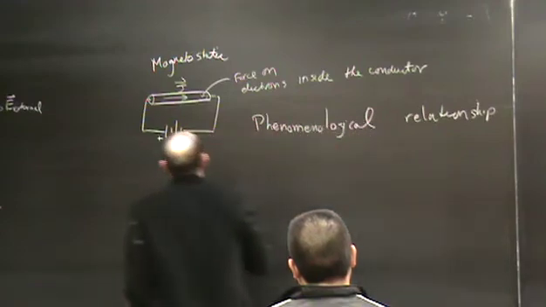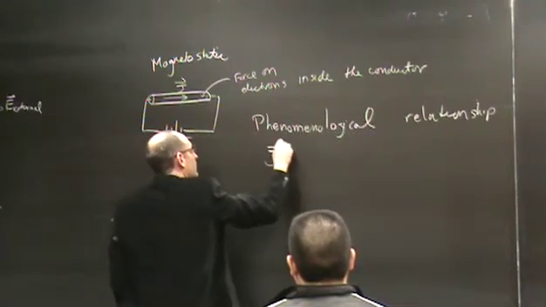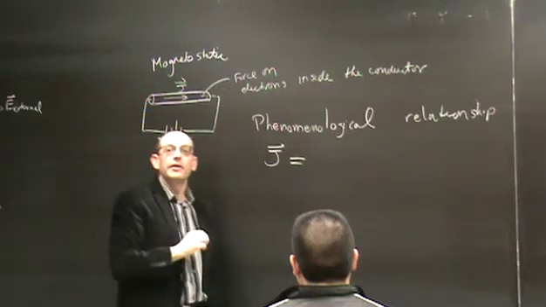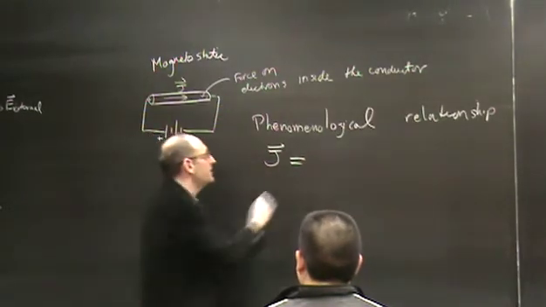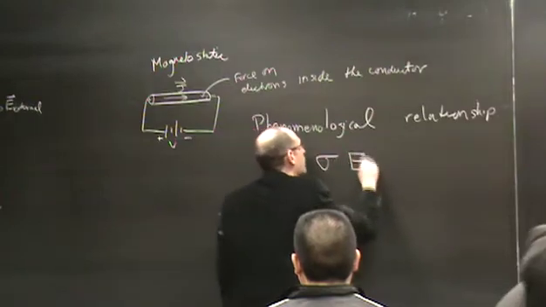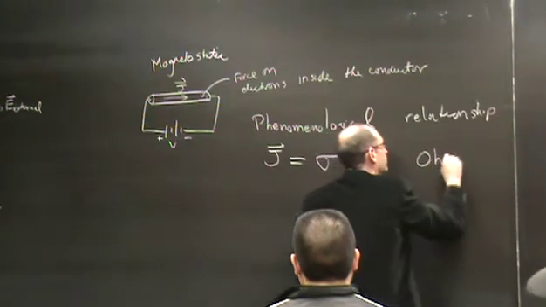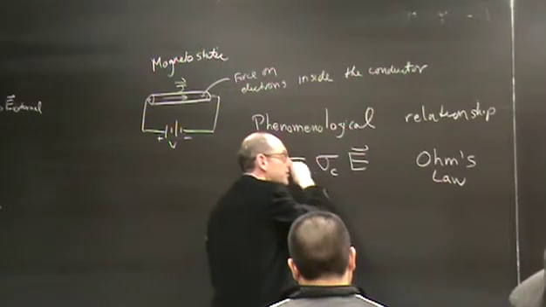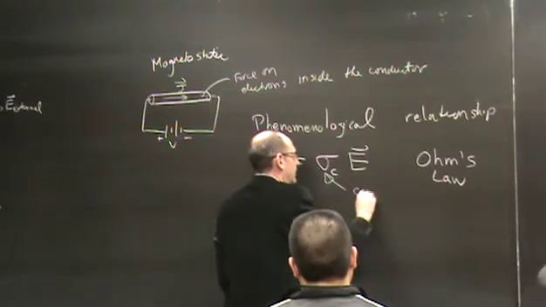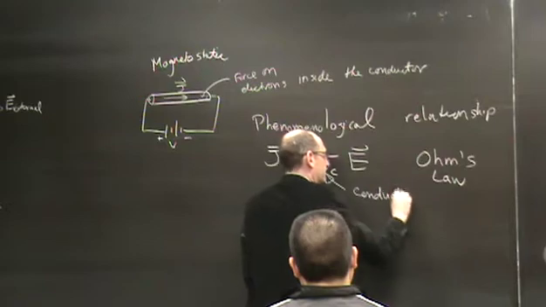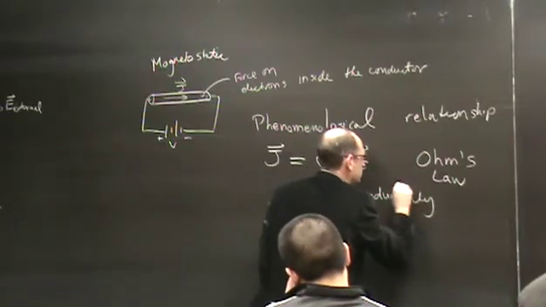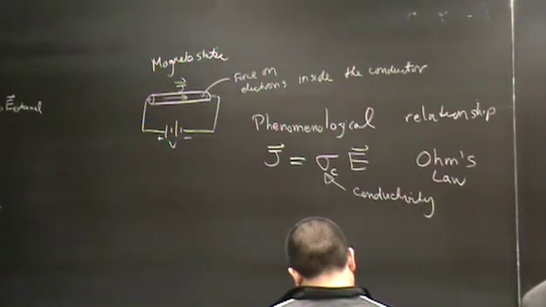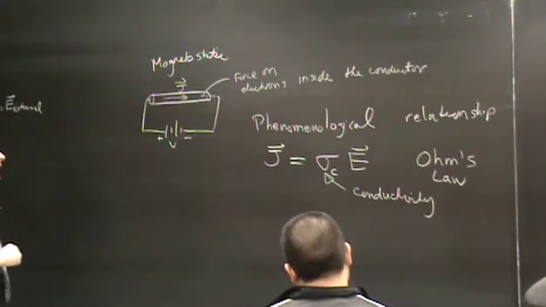Between the current that's flowing and the electric field inside the conductor that's pushing them. And that relationship is known as Ohm's law, where sigma is the conductivity. How do we get this?